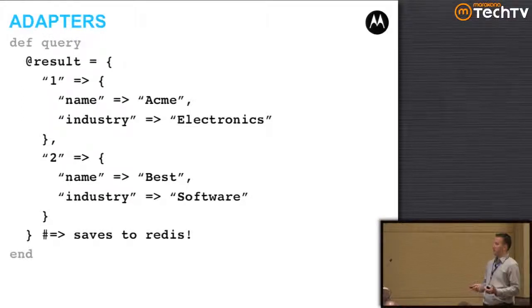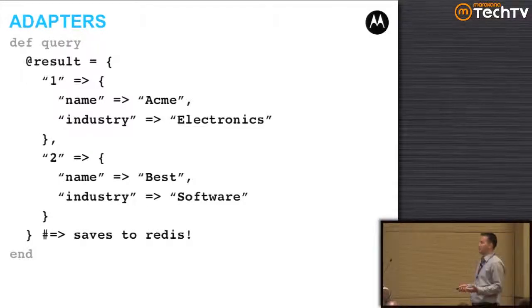And here I've just baked in some hard-coded data. I've got a result hash. RhoConnect source adapters have to transform data into what we call a nested hash structure, or hash of hashes. In this case, I'm creating a hash that has two objects with an ID of 1 and an ID of 2. And for each one there's a name and an industry attribute.